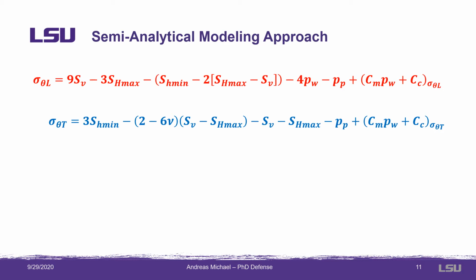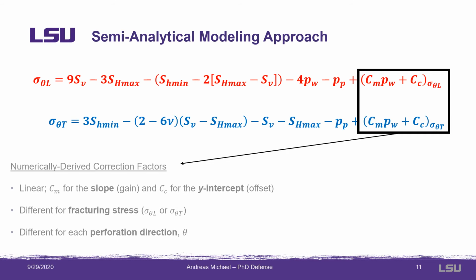These are correction factors derived using the exact numerical solutions. C_M represents the correction factor for the slope, and C_C the correction factor for the offset, which is the y-intercept. Unlike the analytical portion of the equation, the correction factors are unique for 1, a basin, 2, a fracturing stress, and 3, the perforation geometry. You change one of these three and you will need a completely different correction factor set.